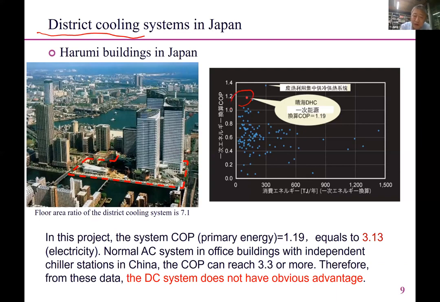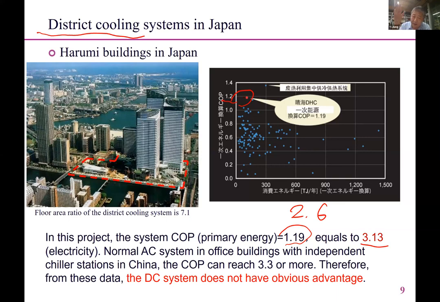The COP is something like 1.2, where they count the COP as the cooling output divided by the primary energy, but in the US and in China, we use electricity. So according to the Japanese situation, you have to multiply that data by 2.6. Then you get 3.13. That's the maximum, the highest COP.